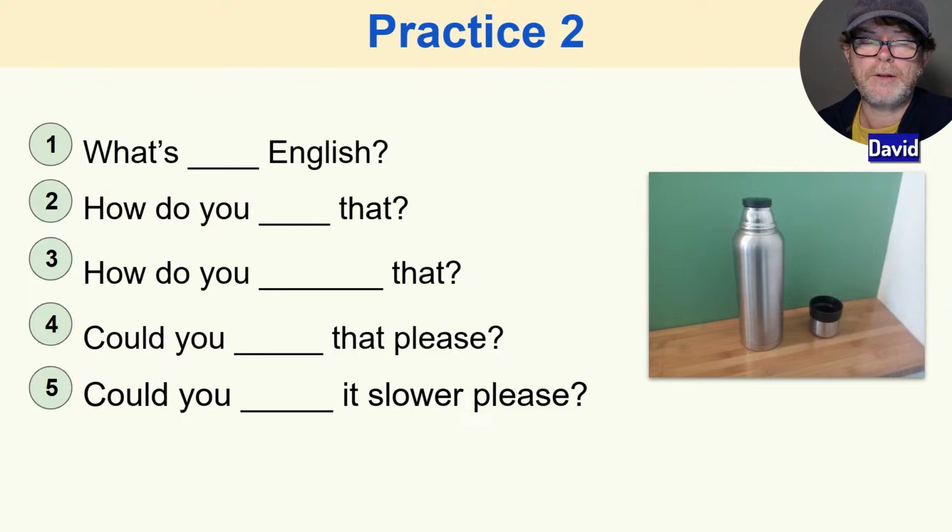Number 1. What's this in English? Number 2. How do you spell that? Number 3. How do you pronounce that? Number 4. Could you repeat that, please? And number 5. Could you say it slower, please? That object is called a thermos flask.